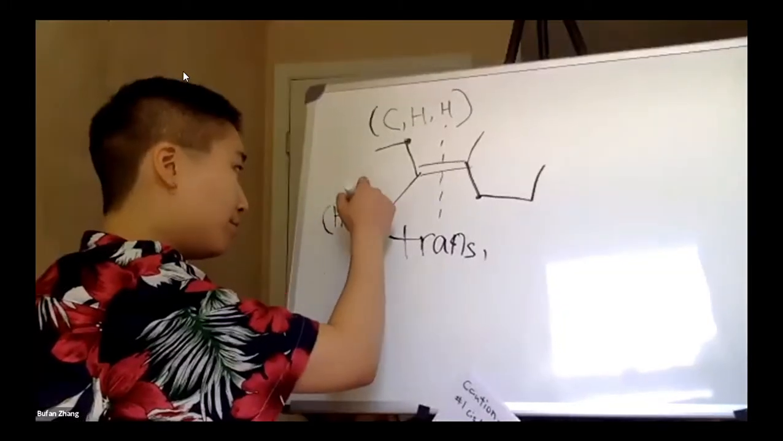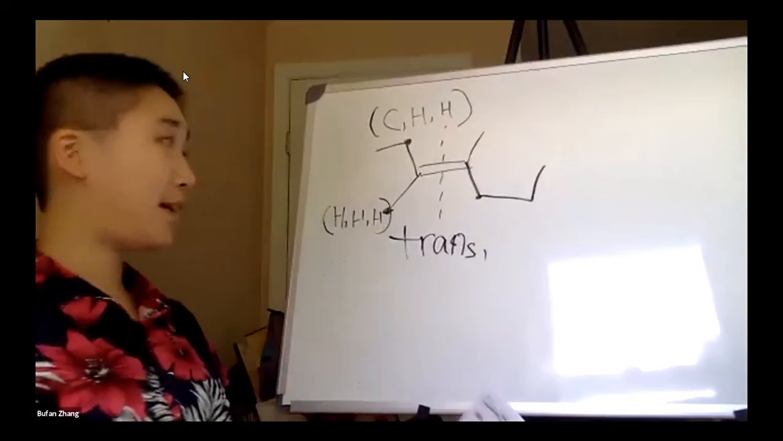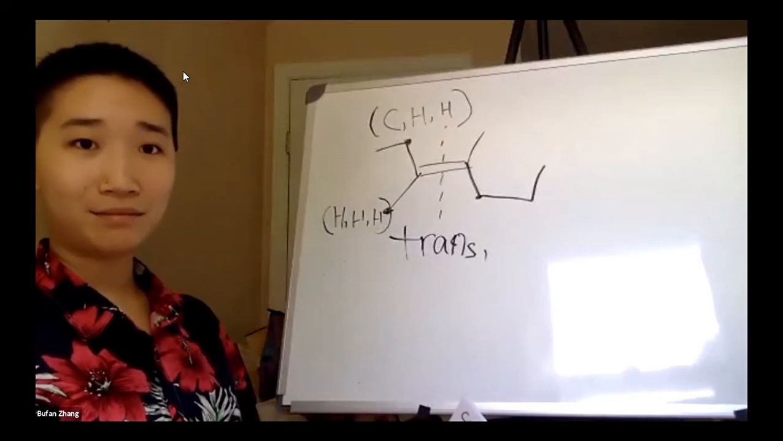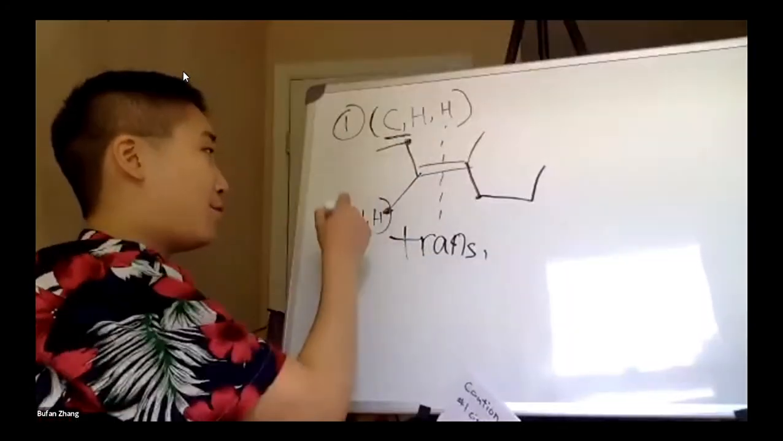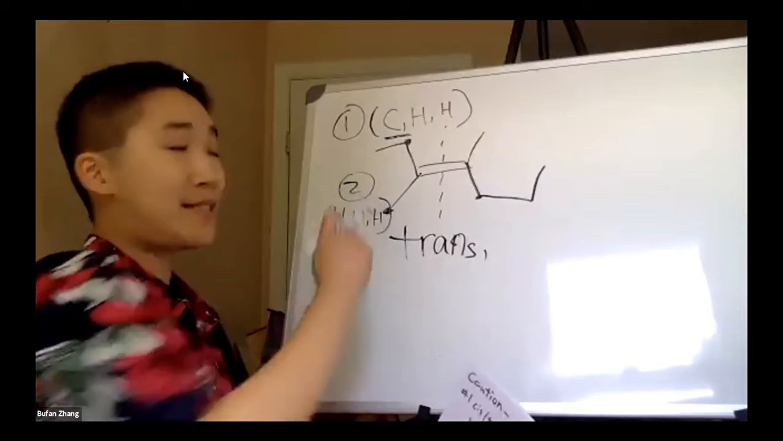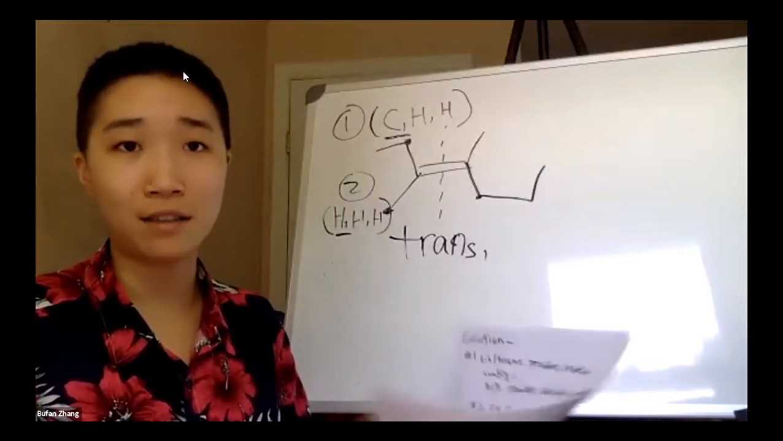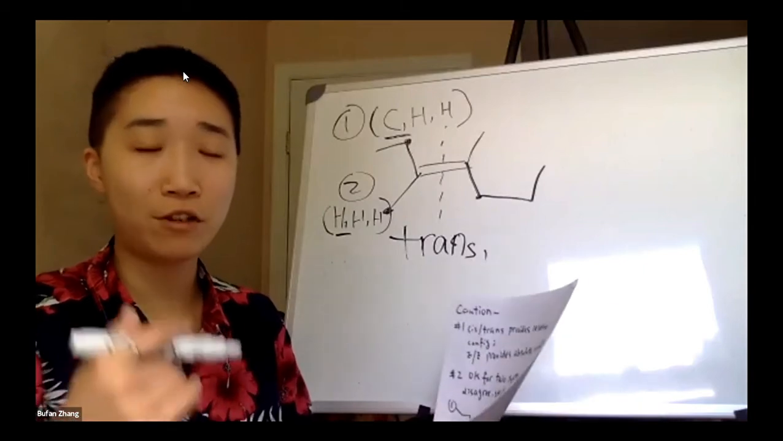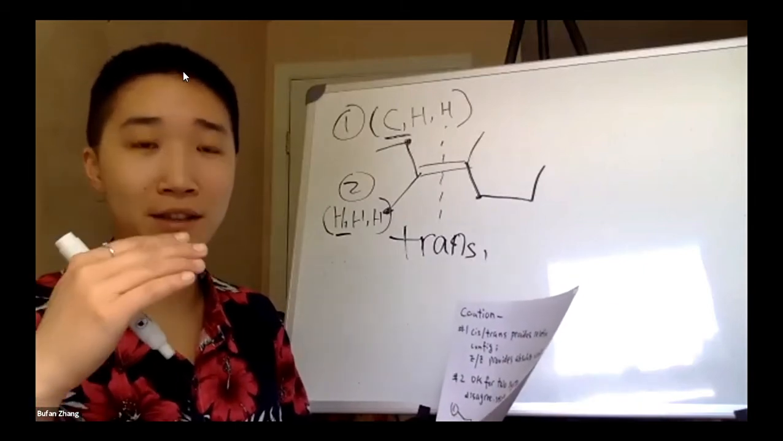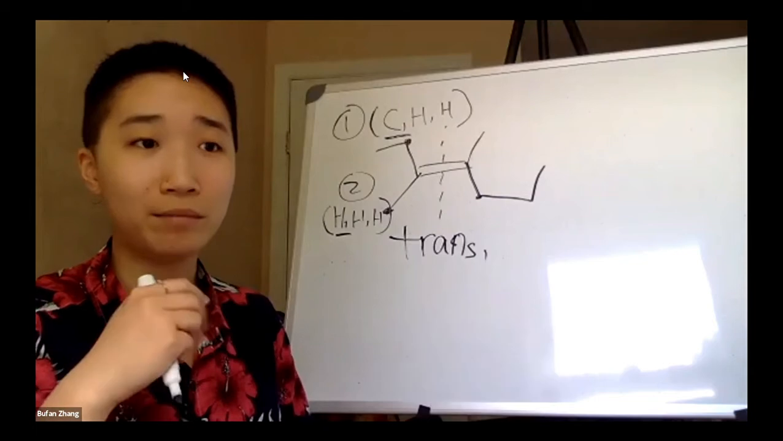Three hydrogens. Who gets higher priority? The top, right? Because we have carbon versus hydrogen. So for simple alkyl chains, the longer chain gets higher priority. That's always the case. If you're comparing two alkyl chains, the longer chain gets higher priority.